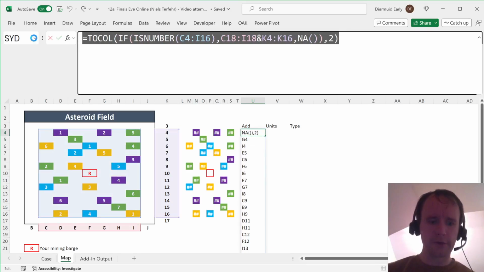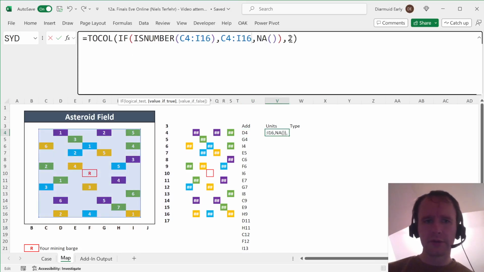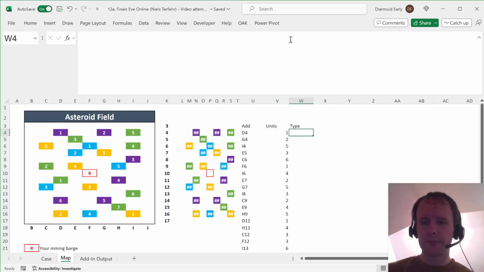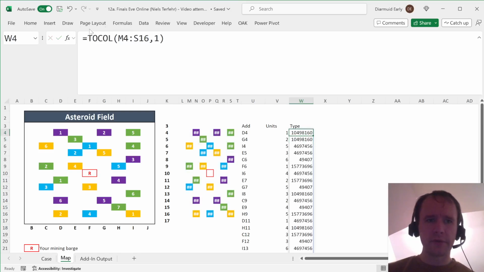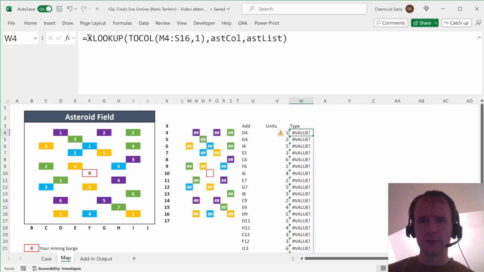Then I want to know the number of units in each one of these. So for that, I'm just going to replace the address with the cell contents, the unit number, press enter. Then I want the type, and that's going to be to-call of this area here, ignoring blanks. That's going to give me the type number, and then I'm going to look that up. I'm going to XLOOKUP that in AST_CALL, returning from AST list. Nope.